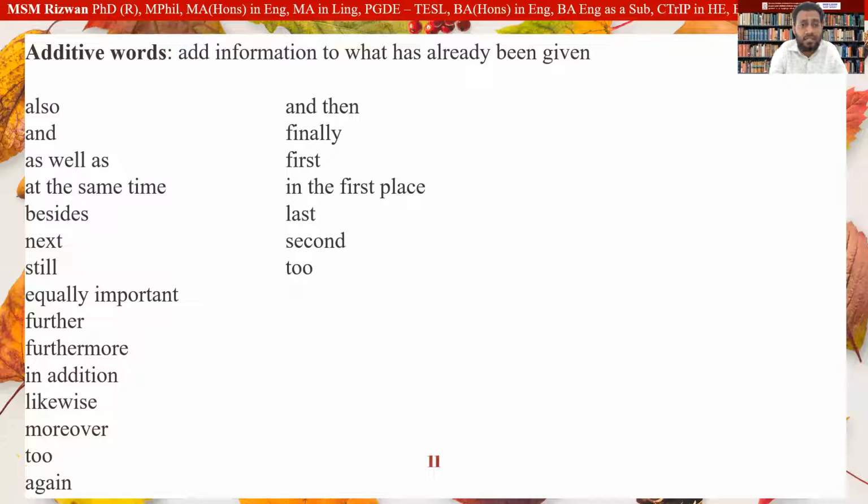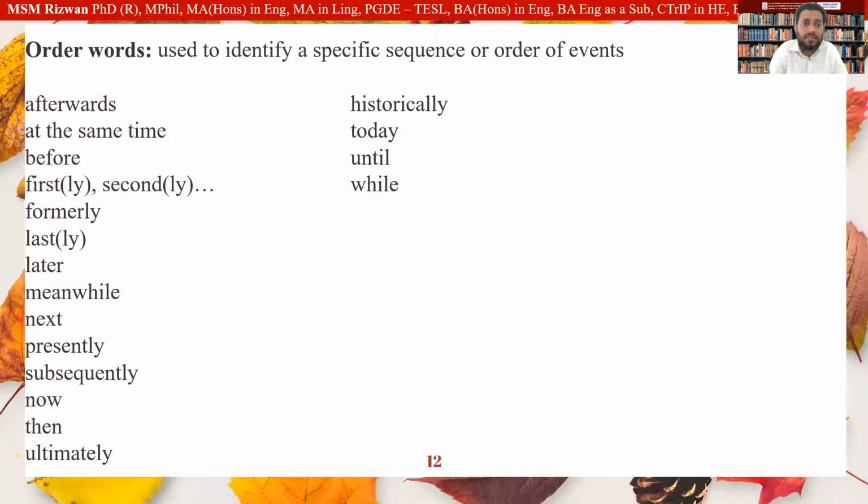And now we can discuss the order words as the logical connectors as well as the transitions, right? We are now going to discuss the order words. Here, the given words as well as the phrases are used to identify a specific sequence. In order to identify a specific sequence or an order of events, you can use the given order words.